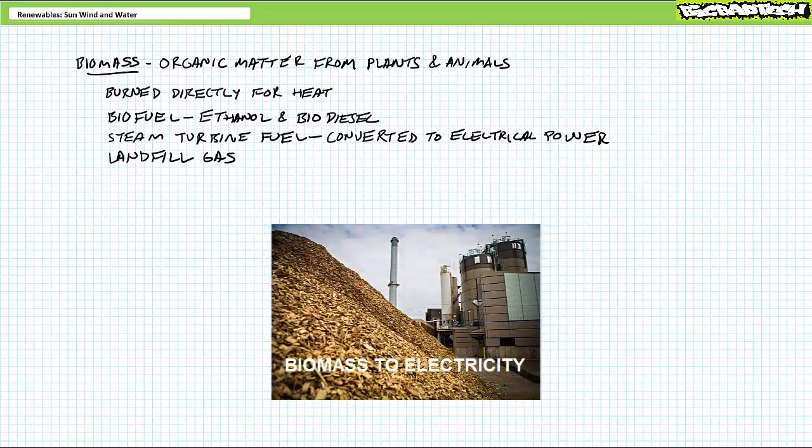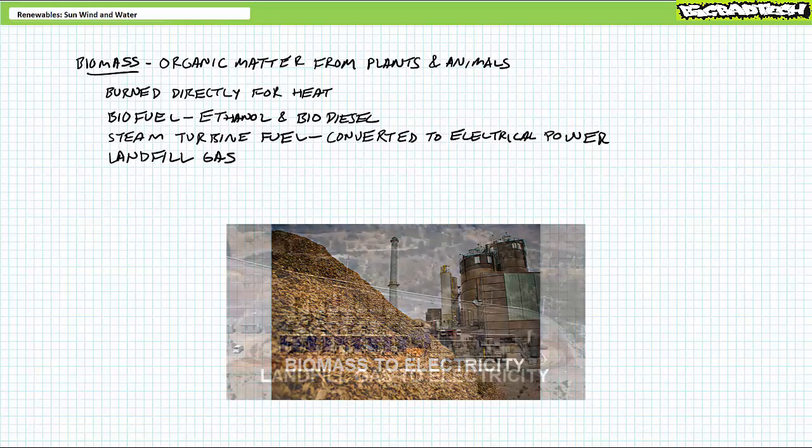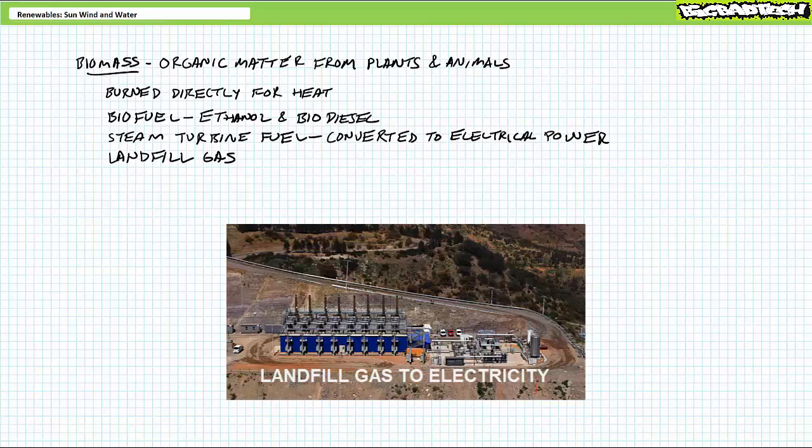Biomass can also be burned directly as the fuel driving a traditional steam turbine. Similarly, a waste-to-energy plant collects and burns biogas from landfills to produce electricity, or it can be cleaned up and used as a fuel directly.